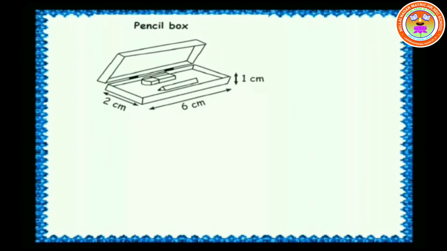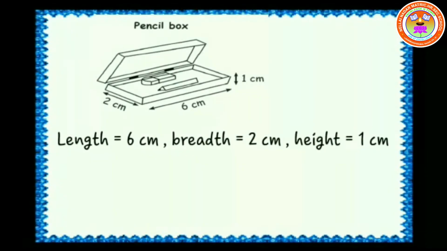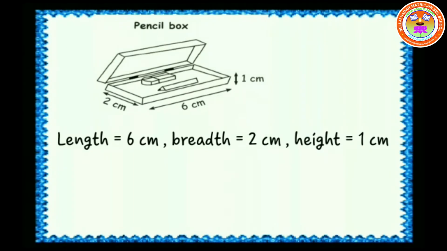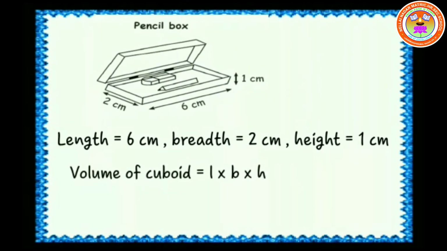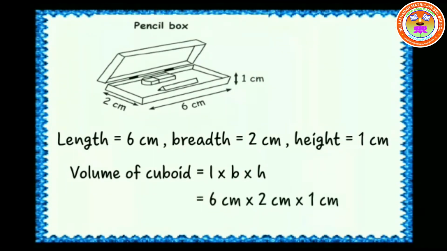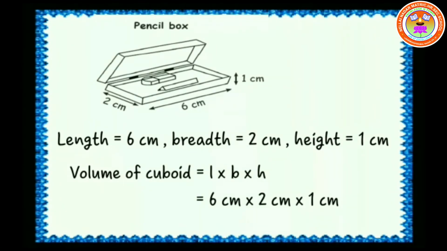Second object is pencil box. Length is 6 centimeter, breadth is 2 centimeter, height is 1 centimeter. Hence, volume of cuboid is length into breadth into height. 6 centimeter into 2 centimeter into 1 centimeter. 6 twos are 12. 12 into 1, 12. 12 cubic centimeter.